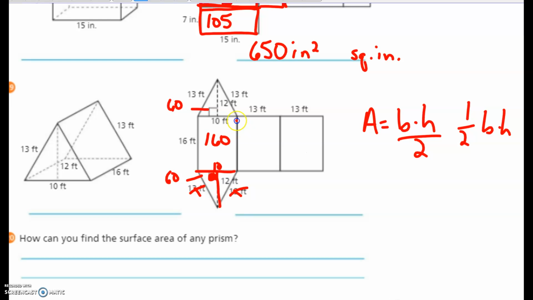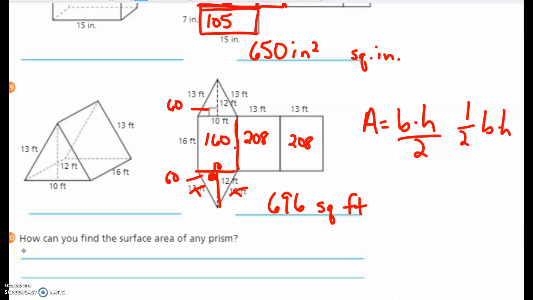So you've got 16 over here. Remember, it's the other side of this rectangle, so it's the same measure. 16 and 13, $208. Over here, another 208. Now, add them all up. You get 696 square feet. How about that?